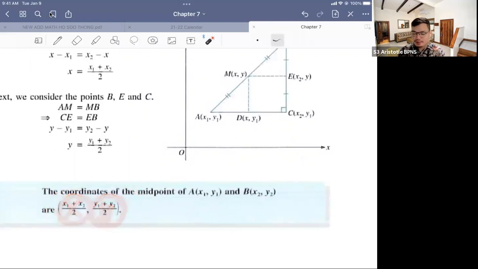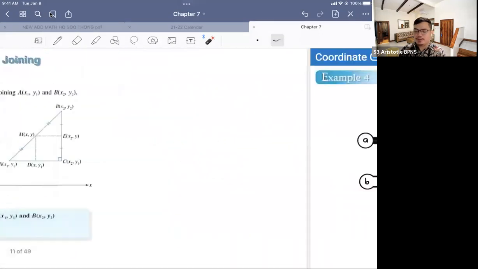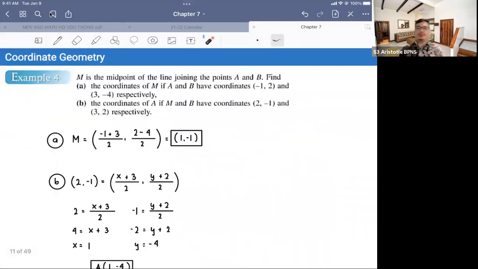All right, so this is for your x, and then this is for the y coordinate. Basically, this is the formula. All right, now let's apply this formula in some examples. This is my last example for today, by the way.